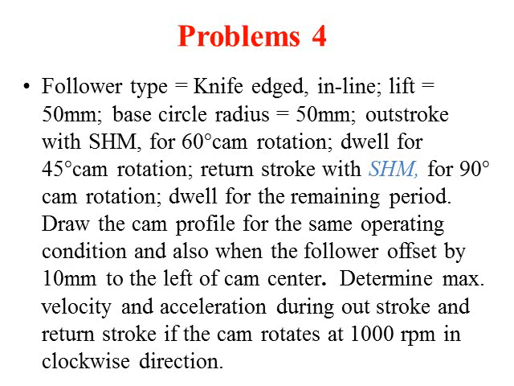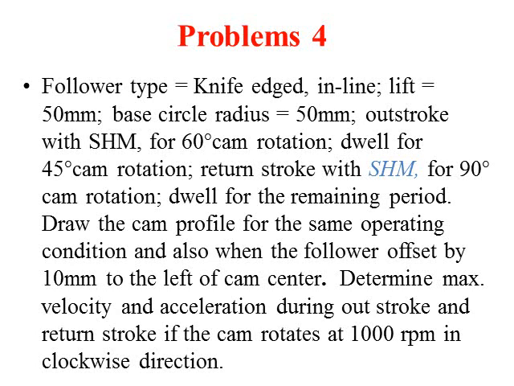Continuing, determine the maximum velocity and acceleration during outstroke and return stroke if the cam rotates at 1000 rpm in clockwise direction, and the direction of the cam is also clockwise. So this is the problem. Whenever a problem is given, read it carefully and check whether it is a knife edge, roller type, or flat edge. Here it is clearly knife edge. The next thing to see is the motion of the follower, whether it is uniform velocity, simple harmonic motion, uniform acceleration and retardation, or cycloidal. Here it is clearly simple harmonic motion.